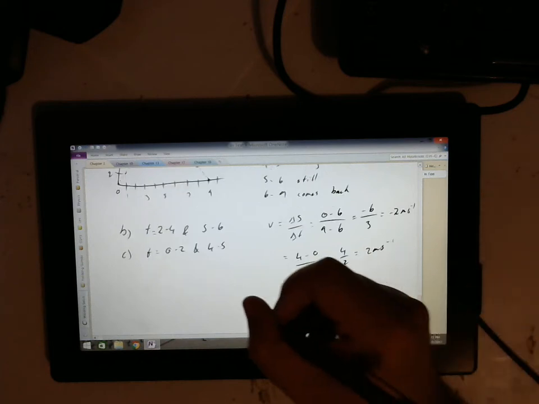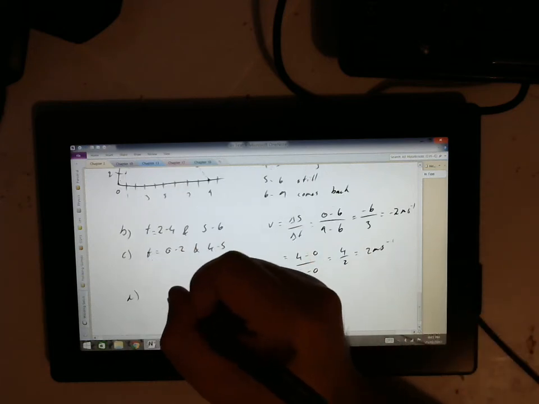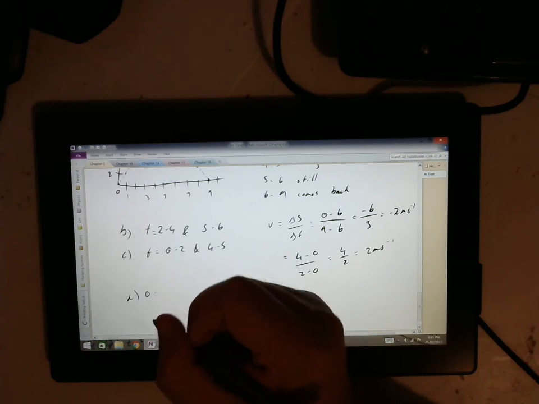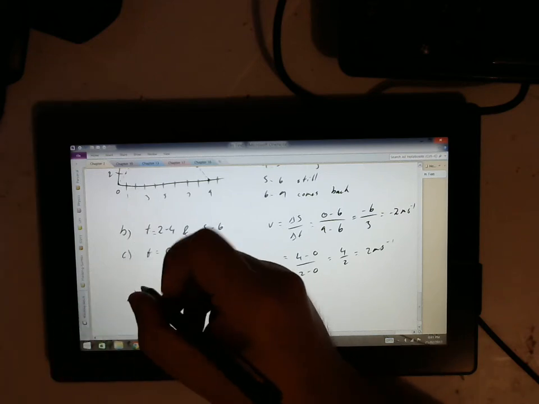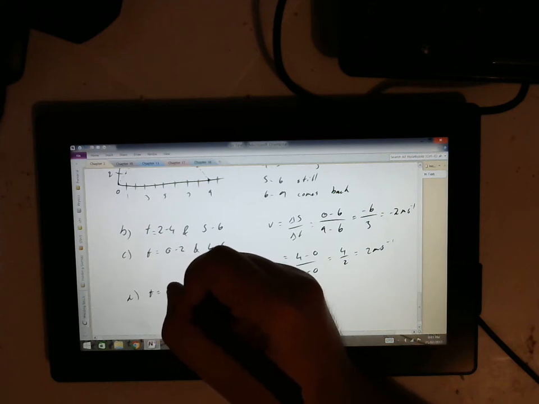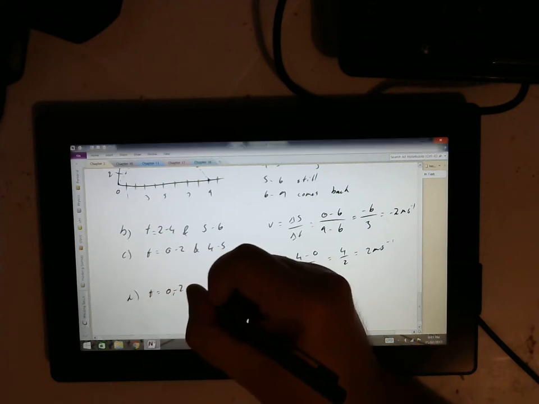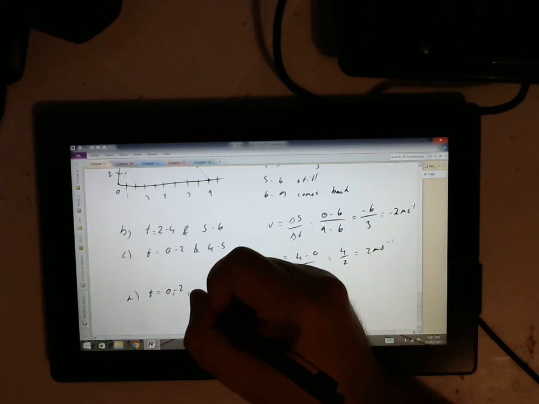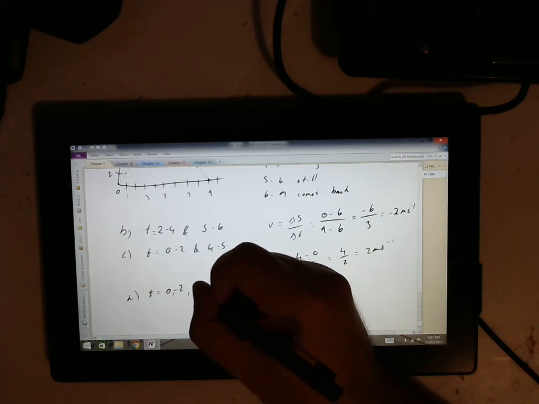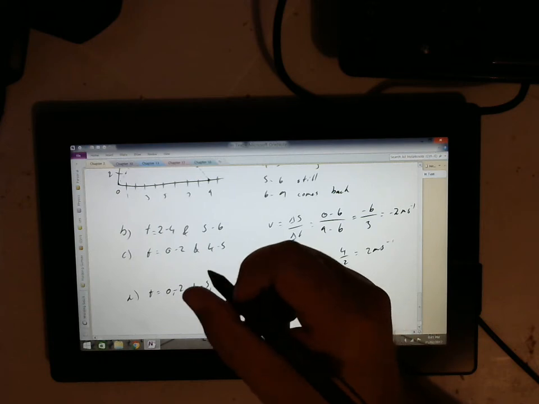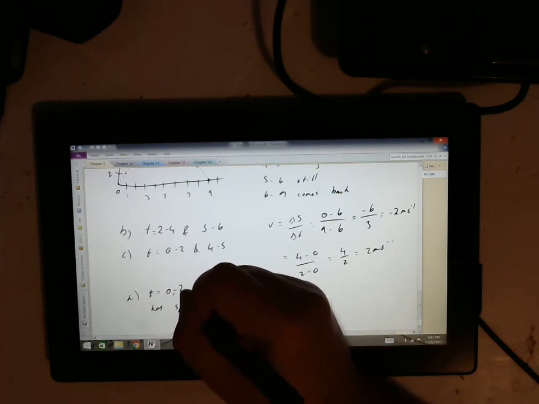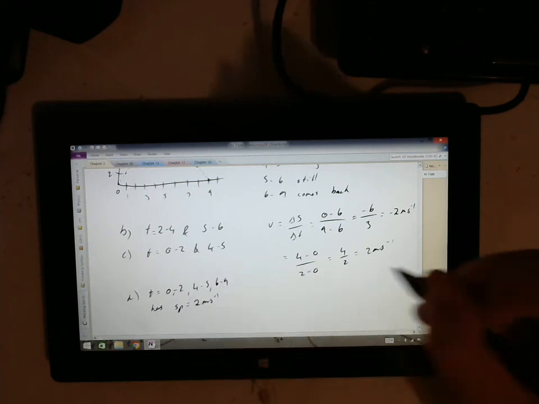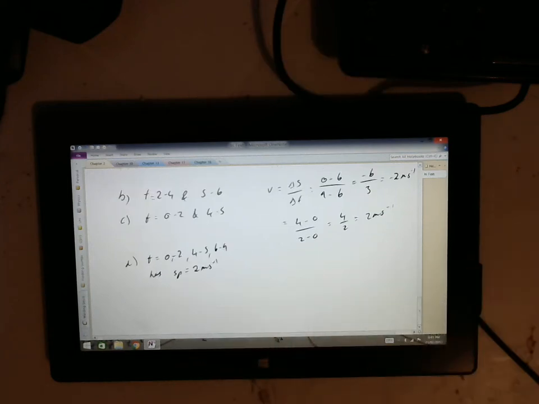So for D, we would write 0 to, when does it finish? 2, sorry, T equals 0 to 2. Next one is 4 to 5, and then 6 to 9 has speed equal to meters per second. Okay, let's see.